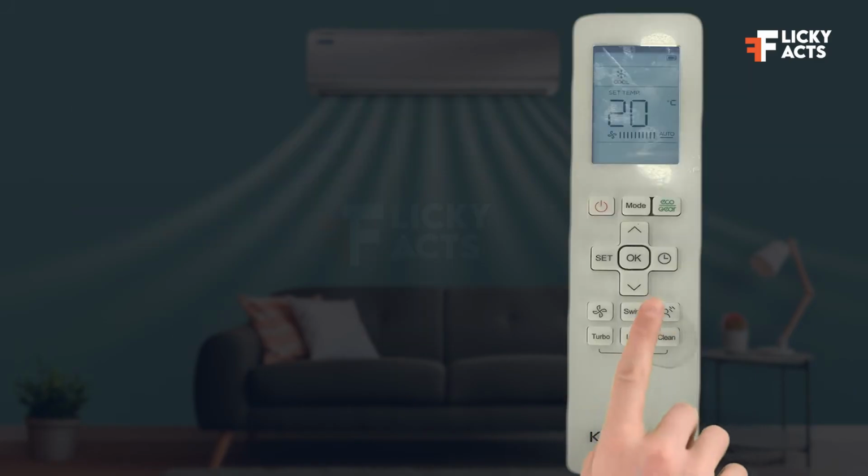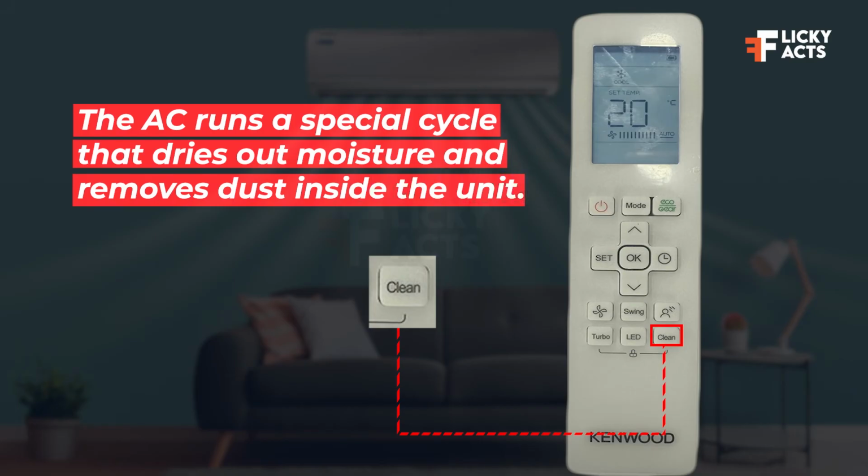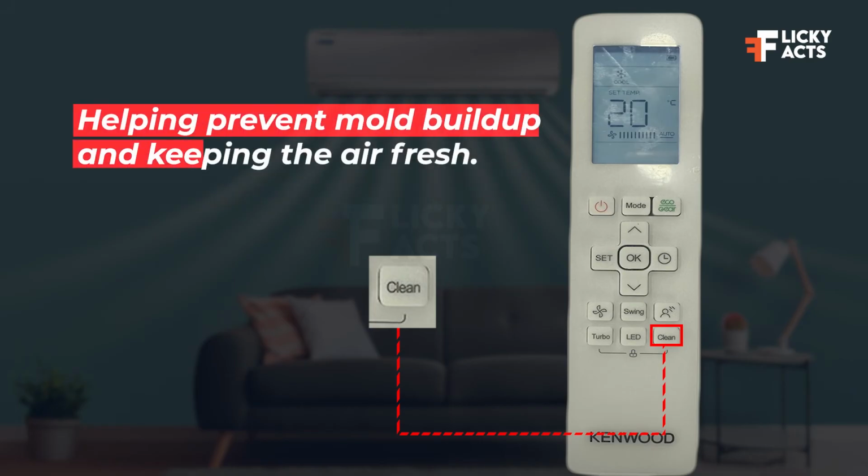Press the Clean button to activate the self-cleaning function. The AC runs a special cycle that dries out moisture and removes dust inside the unit, helping prevent mold buildup and keeping the air fresh.